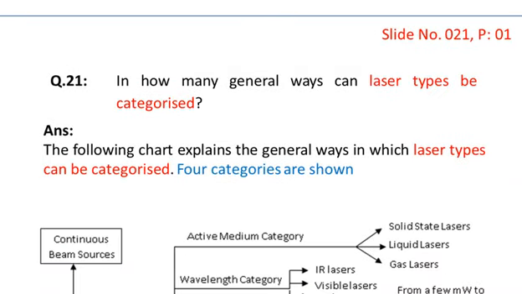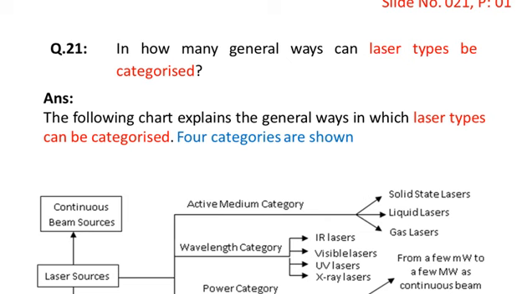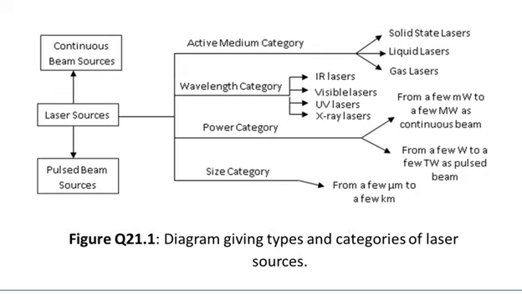Question is, in how many general ways can laser types be categorized? The answer is, the following chart explains the general ways in which laser types can be categorized. 4 categories are shown.